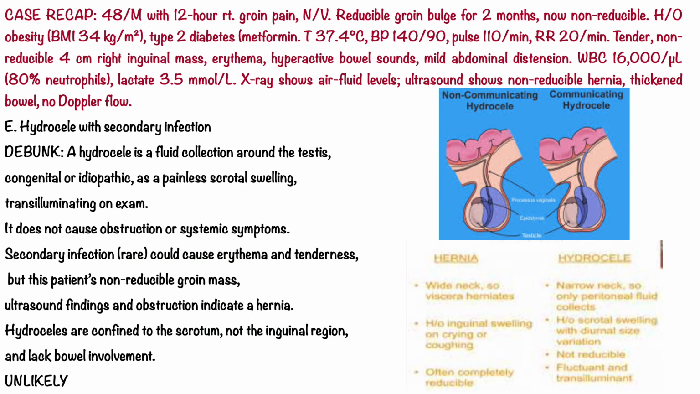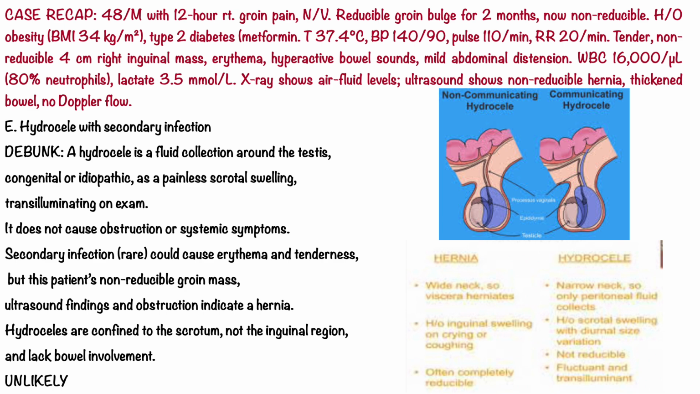The last option we have is hydrocele with secondary infection. So a hydrocele is actually a fluid collection around the testis, congenital or idiopathic, and it presents as a painless scrotal swelling, illuminating on exam. Like you can see here, non-communicating hydrocele and communicating hydrocele. These are two different types of hydrocele, and the difference is entirely clear in the picture right there. Non-communicating hydrocele is basically limited to the scrotum, but communicating hydrocele is not. And it does not cause obstruction or systemic symptoms.